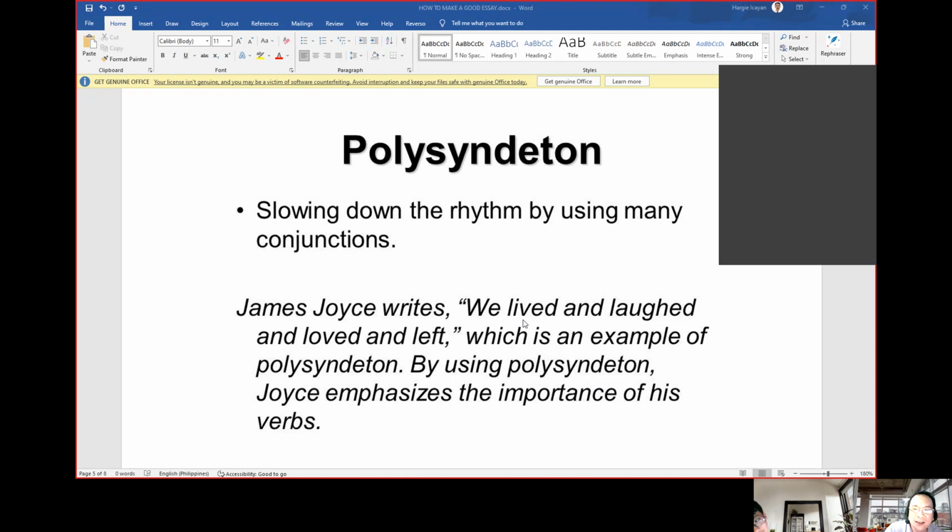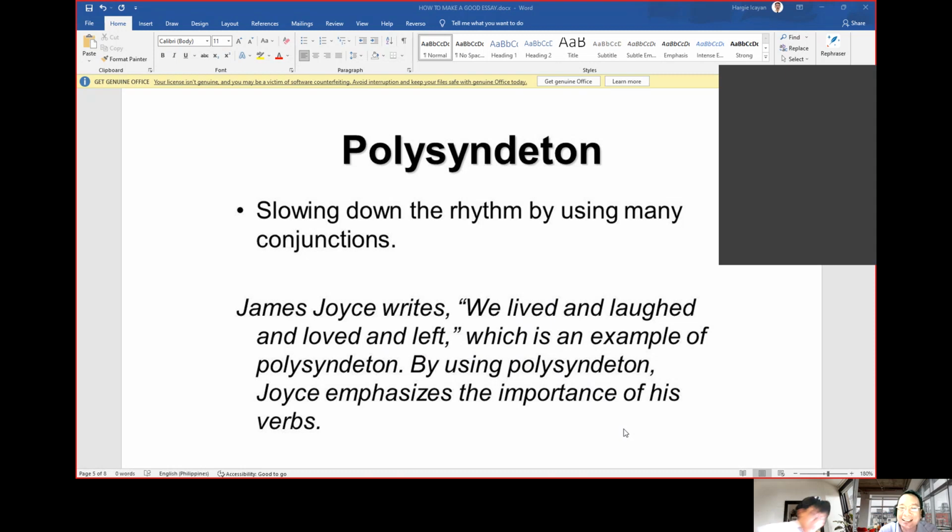We lived and loved, and loved and left. So that is what we call polysyndeton. It slows down the rhythm. When you read this, you have to slow down. Let's say, for example, I'm going to say it: We lived and loved and loved and left.